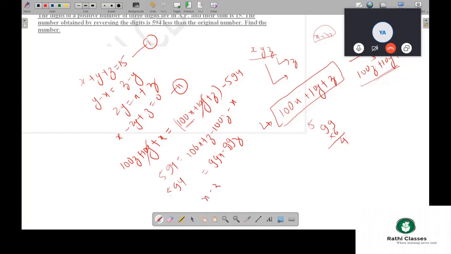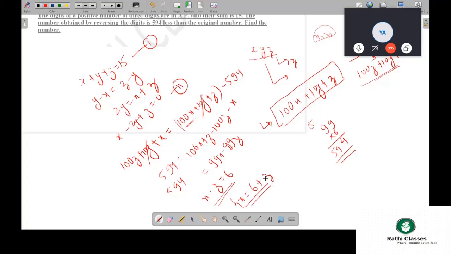That implies x minus z is how much? 6. Let me check, because 99 times 6 is 594. 6 nines are 54, 9 sixes are 54, 54 plus 540 is 594. So you got the equation x minus z is 6. Now, as you can see, x is 6 plus z, x is equal to 6 plus z.